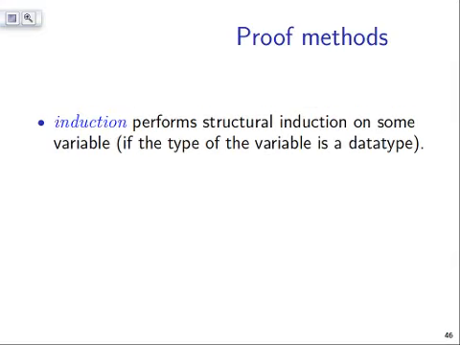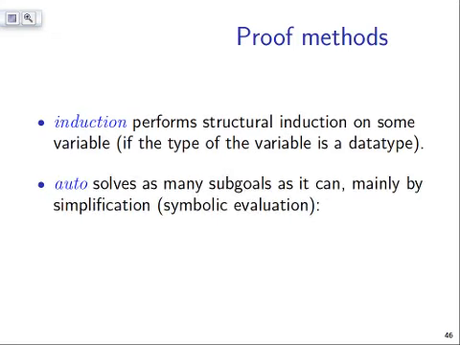And so far we've only seen two proof methods. One is induction, where you give a variable and it performs induction on that variable, and the induction schema depends on the type of the variable. So the system will look at the type and say, oh, this is a list, then we do structural induction. This is a natural number, then we do induction on natural numbers. And we have the auto proof method that just tries to prove all the subgoals there are, and it tries to prove them mainly by simplification, meaning that it tries to use the function definitions and the simp lemmas as simplification rules from left to right.